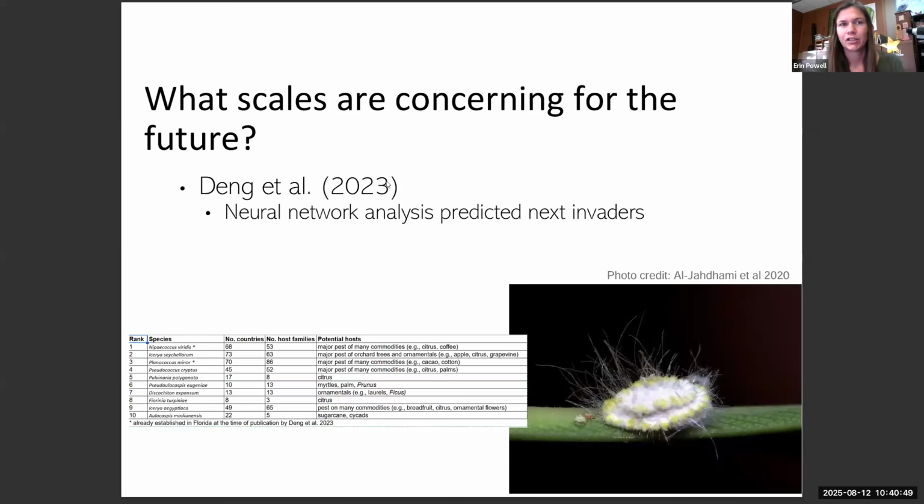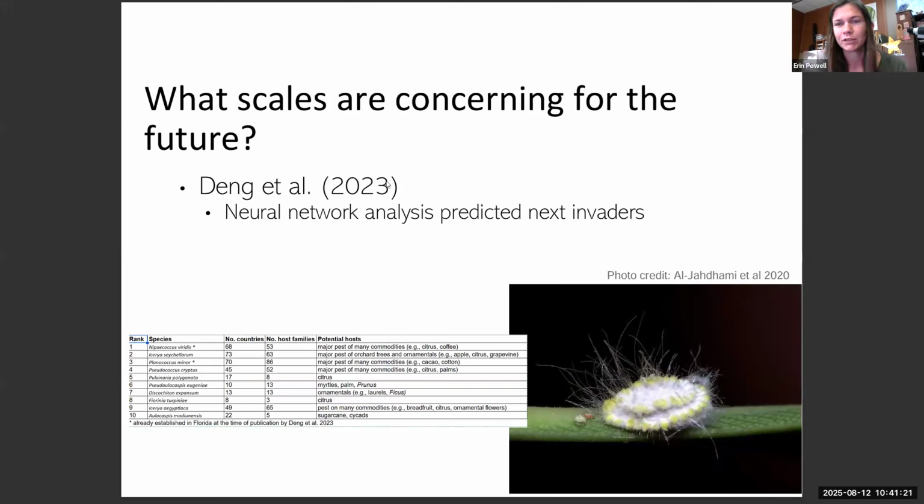So what scale insects are concerning for the future for Florida or for the United States? This was an interesting study that came out in 2023 that was essentially using artificial intelligence to try to predict which scale insects would arrive in the United States next. It used a lot of host and geographical distribution from a database called ScaleNet, which will be a great resource for all of you if you're looking to learn more about scales. Essentially, they predicted these top 10 species that would come to the US in the future.